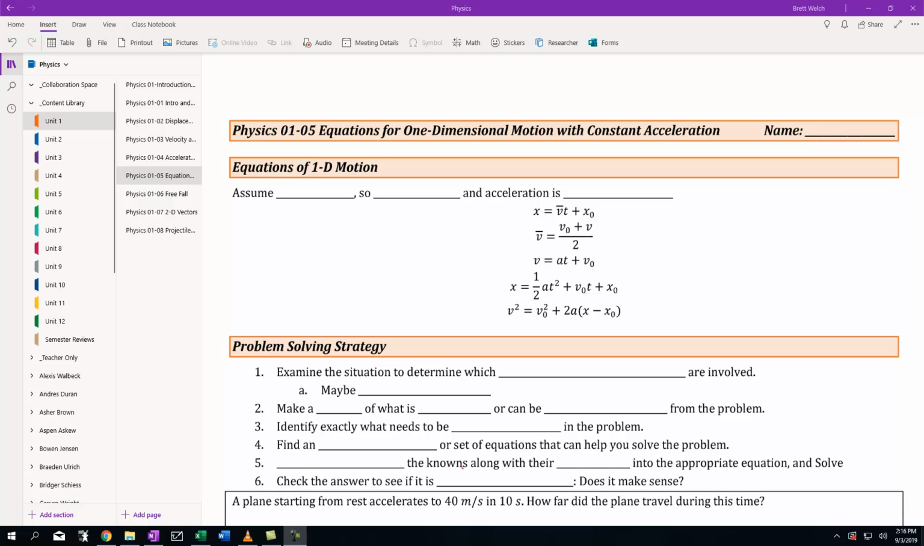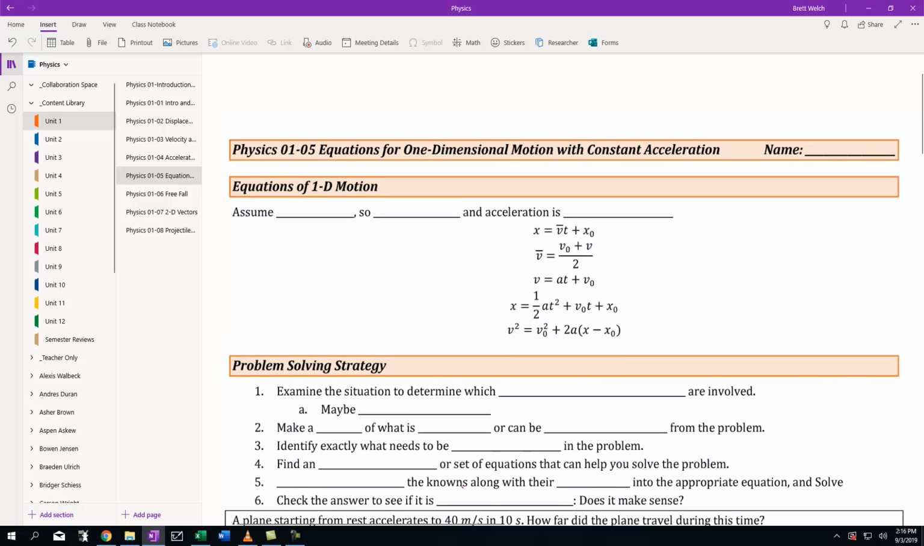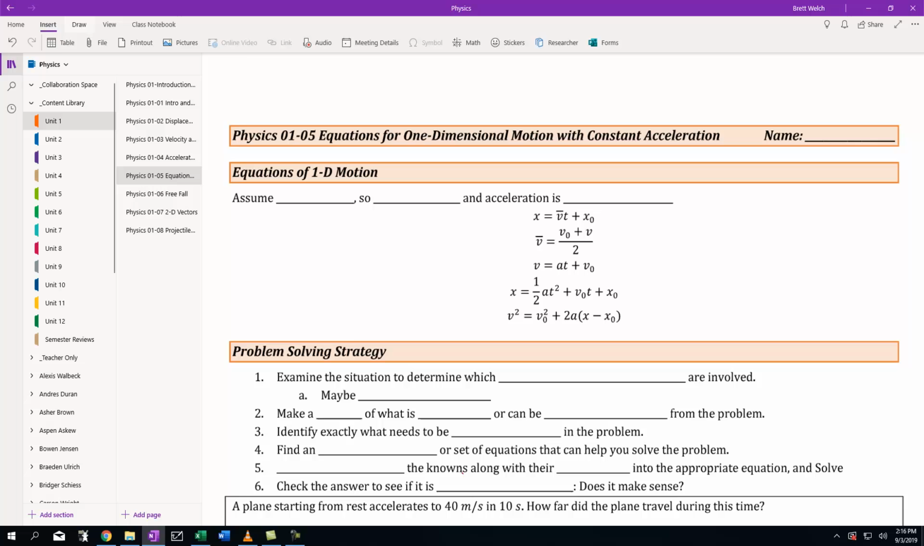So these are the notes for 1.5, where we're dealing with one-dimensional kinematic motion, constant acceleration. A couple things that we're going to do. First, we're going to assume that t naught is equal to 0. What that means is that the starting time when we start a problem, we're assuming the starting time is 0. What that does is it allows us to say that delta t is the same as t.